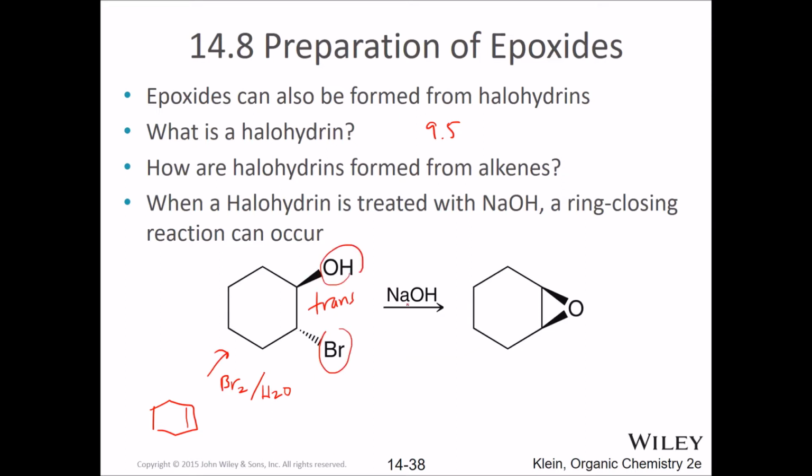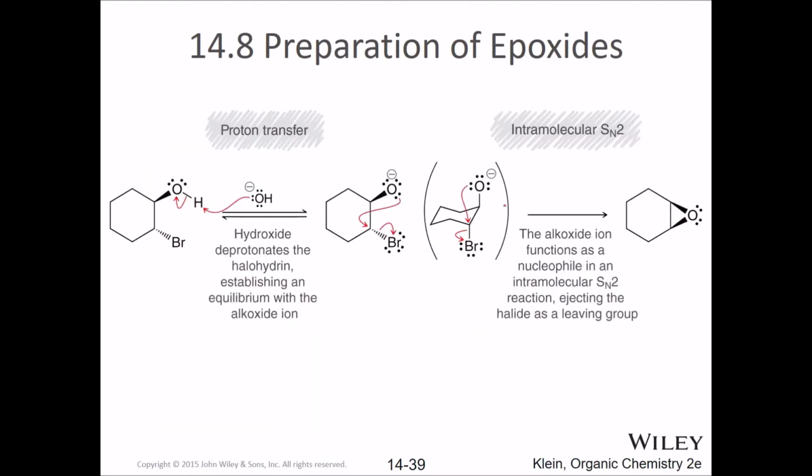Now, if we have a trans halohydrin, then we can treat it with hydroxide and get an epoxide. There's our epoxide. So let's look at the mechanism for that. We take the hydroxyl and deprotonate it. Proton transfer, hydroxide, boom, deprotonate that.